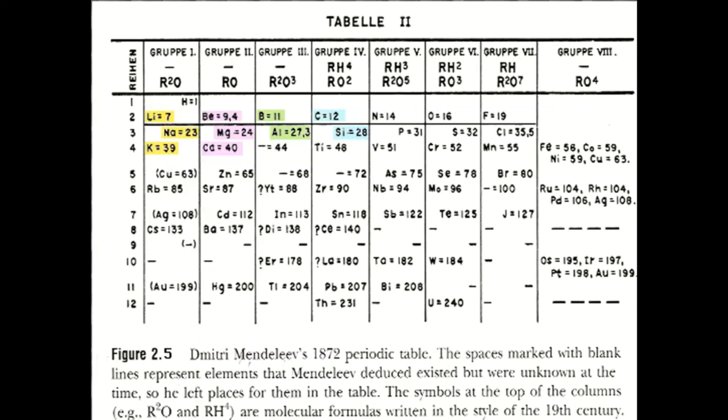That was something the others didn't do. And then he even predicted what the mass would be, and he didn't get it quite right. But that must be scandium and gallium, the two there. So 44 and 68 are the masses of scandium and gallium that he had in group three. And he left a space for them. And then he ended up being correct.